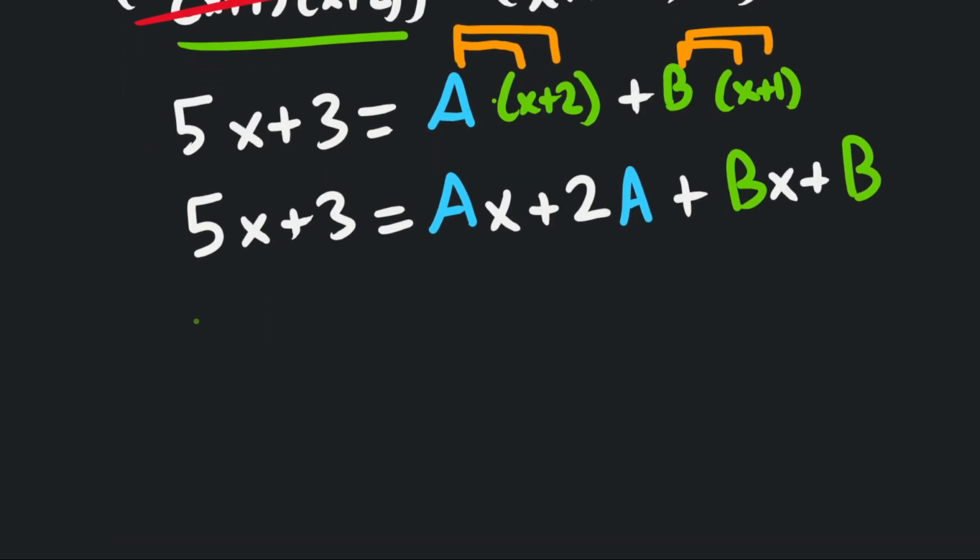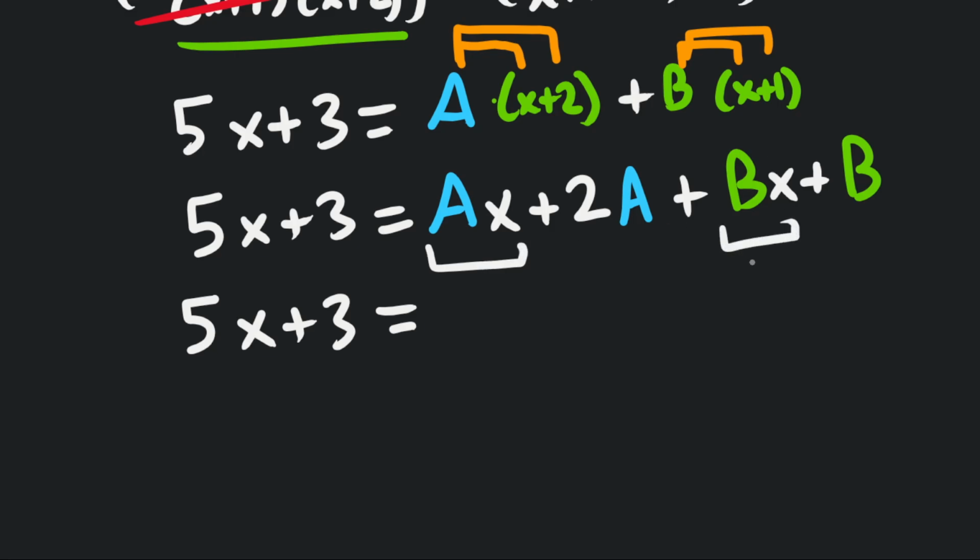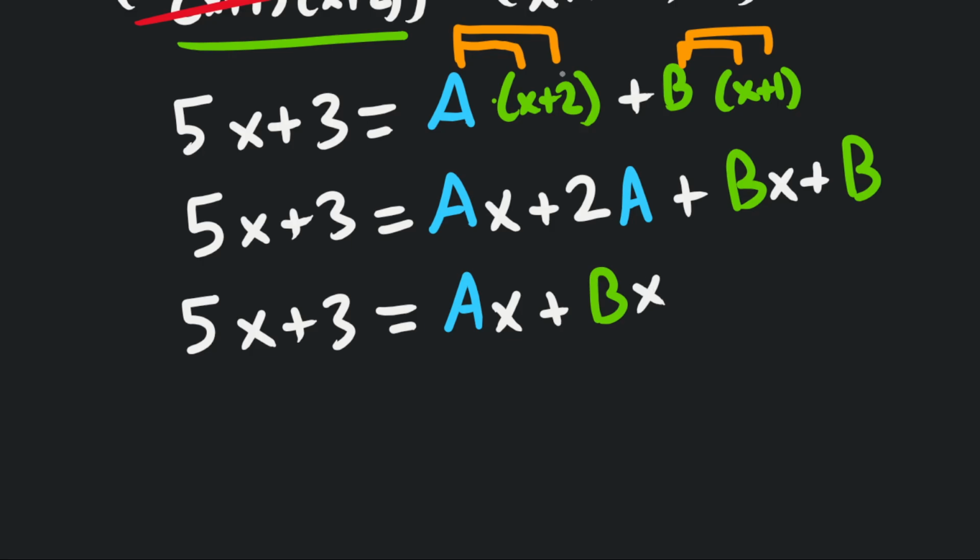And let's keep going. So we have on the left side 5x + 3 equals, and now we're going to group some of these like terms together. So we have ax and bx. We're simply going to put those together: ax + bx. All we're doing is grouping them, just rearranging the addition here. And then we're left with 2a + b. So plus 2a + b.